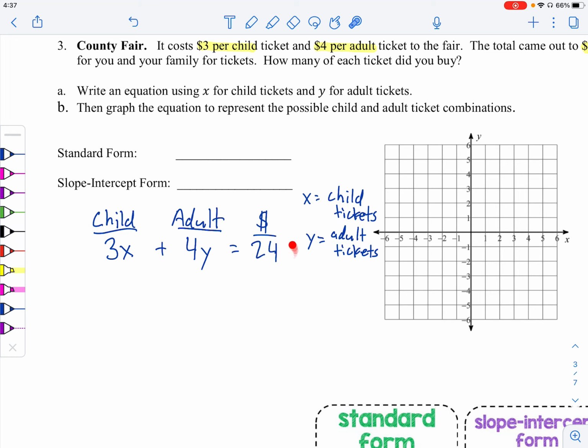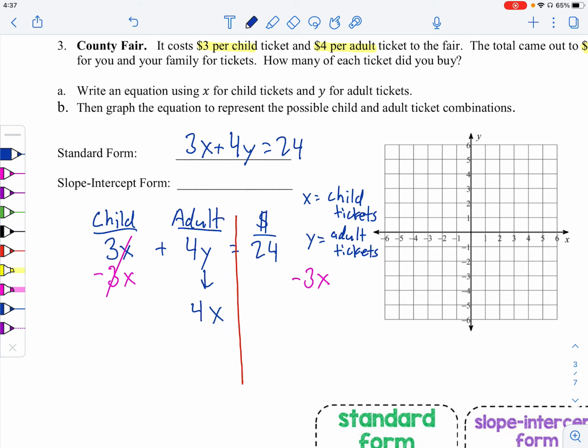And now we have standard form. Bam, right there. So 3x plus 4y equals 24 is our standard form. And then we know how to change that to slope-intercept form, right? All we got to do is subtract this x value right here, 3x, from both sides. Always to both sides. So that cancels out that x, bring down our 4y. On the right, we have a negative 3x and a positive 24.